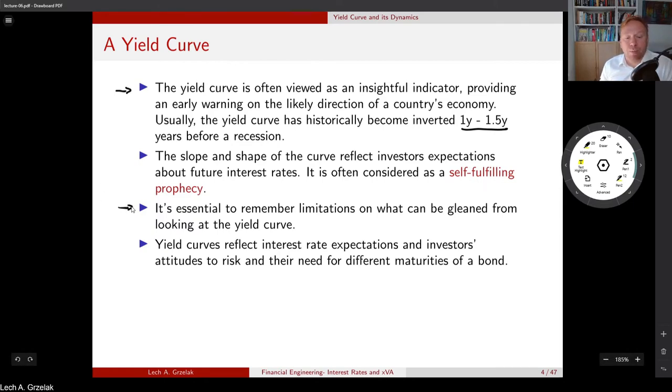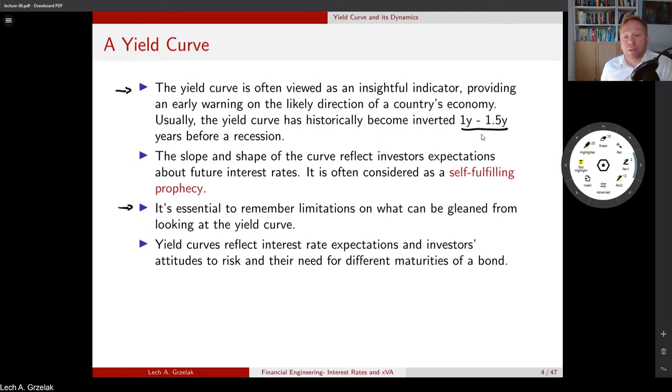It is also essential to remember that there are some limitations on the curve. The curve doesn't tell you everything. The reason is that the yield curve is not purely market driven. There is also a lot of intervention from the central banks, and a lot of influence from foreign investors, so investments taking place from outside of the country. Central banks know that by looking at the shape of a yield curve, they can somehow stimulate the economy.